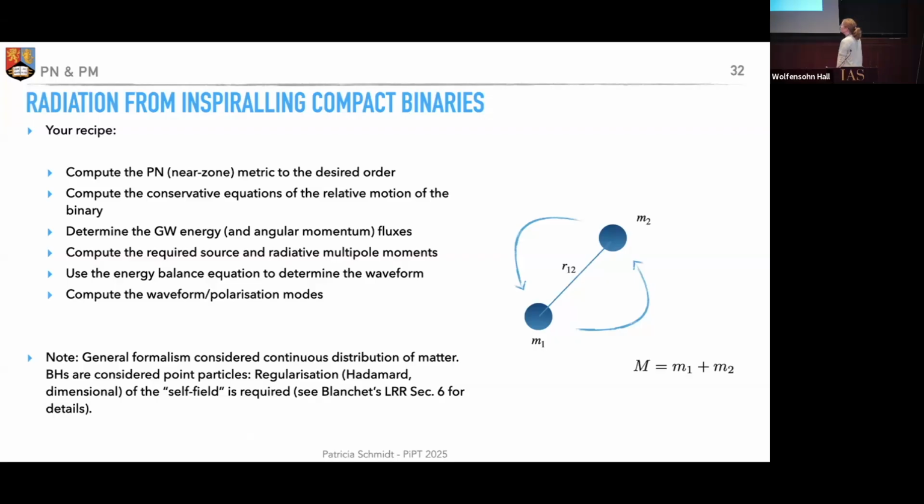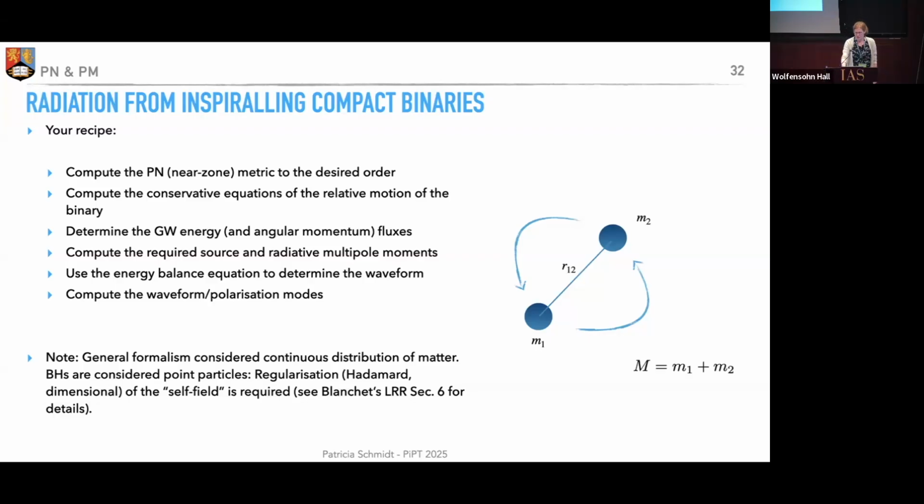And then we use the energy balance equation in this Newtonian picture, right? What goes out of the system, of the orbit, is radiated in gravitational waves and vice versa. You compute that, and then eventually you plug it all back in, because they have computed all the elements that you need, in particular your multipole moments, to actually get your waveforms.